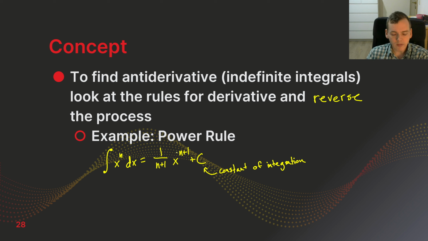So for a given function, if I don't have any reason to pick one value of c over another, I need to always include this. You will lose points if you leave off c when it's supposed to be there. Likewise, you'll lose points if you put it on when it's not supposed to be there. This is one of those things that just, with practice, you'll nail it by the end of the semester. So this is the idea of the antiderivative: look at a derivative rule and flip it around.